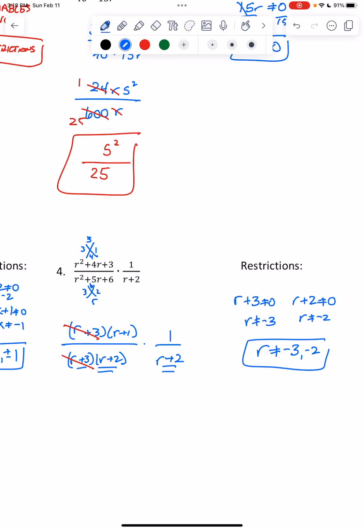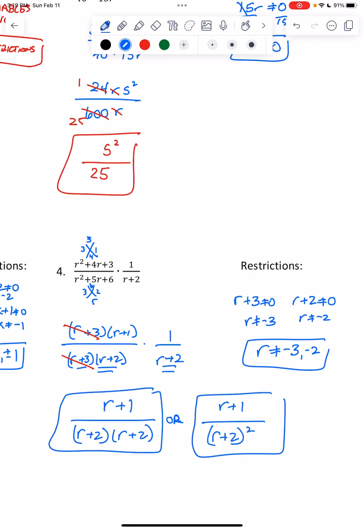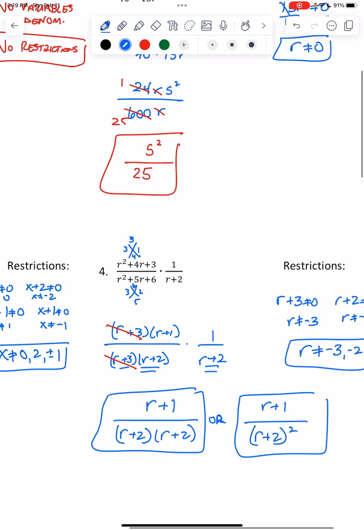So what we've got here, r plus 1 times 1 is just r plus 1 over, in the bottom, r plus 2 times r plus 2, right? And you can write it like that, or another way you can write that would be r plus 1 over r plus 2 squared. Okay, so either one of those is fine with me, whichever way you want to write it. So that's how we're going to multiply. That's what we're working with.